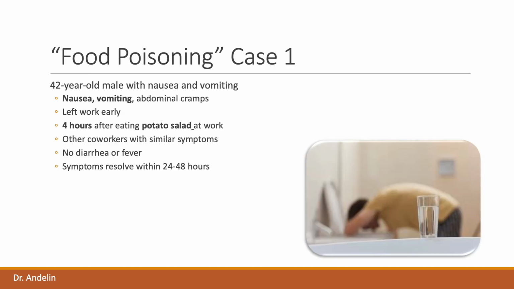In our first scenario, we have a 42-year-old male who leaves work early after developing nausea, vomiting, and abdominal cramps. His symptoms began about 4 hours after eating potato salad at a work luncheon. Several other coworkers developed the same symptoms and had to leave work as well. He's not having any diarrhea or fever, and his symptoms resolve within 24 to 48 hours. This is an example of food poisoning caused by Staphylococcus aureus.